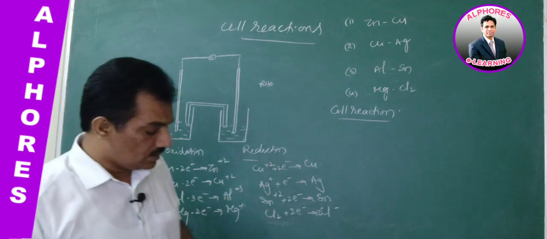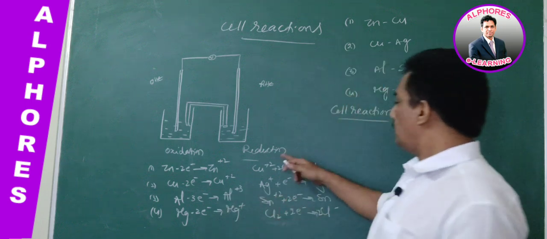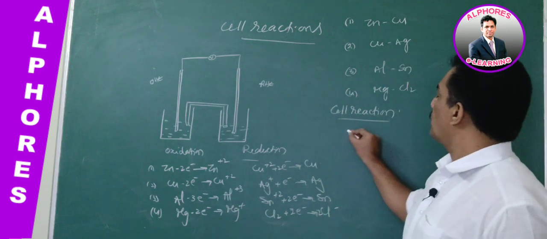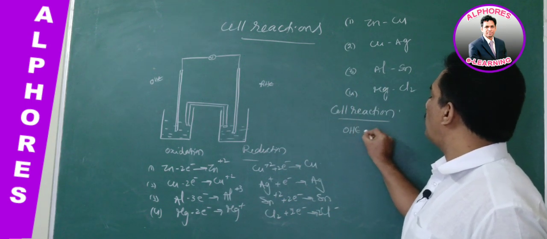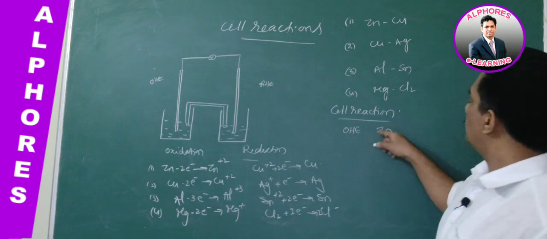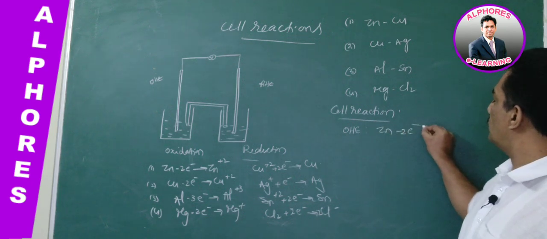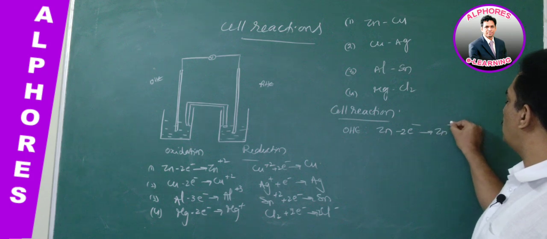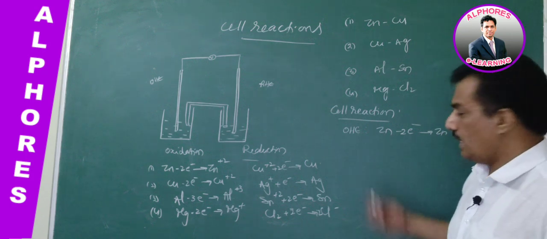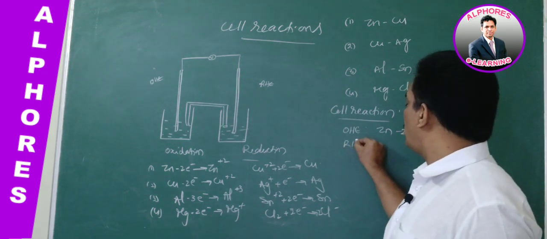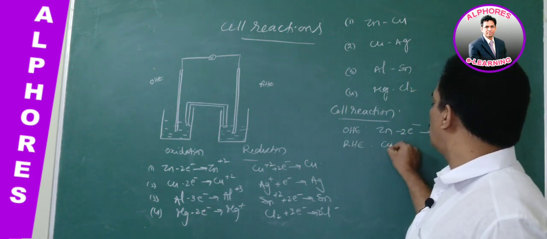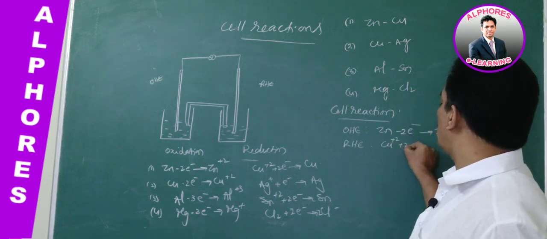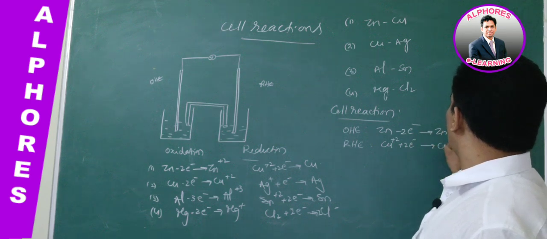Now let us consider one by one. First, the zinc copper electrode. The oxidation half electrode is zinc. Zinc, by releasing electrons, goes for oxidation as Zn plus 2. And next, the reduction half electrode is copper. Copper, by taking electrons, is reduced to Cu.